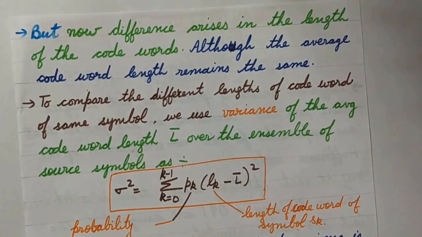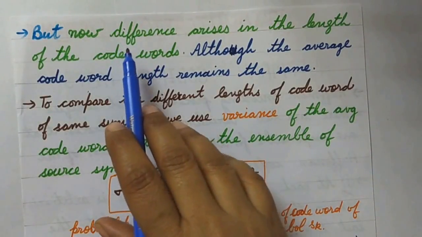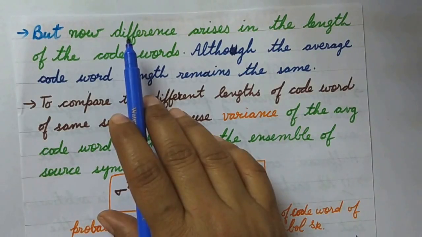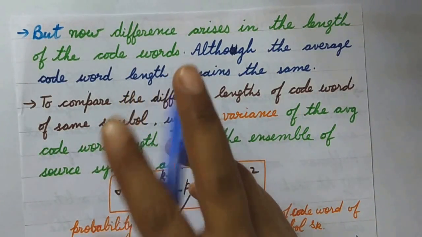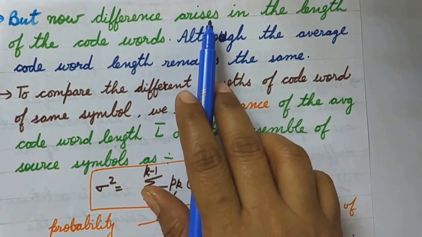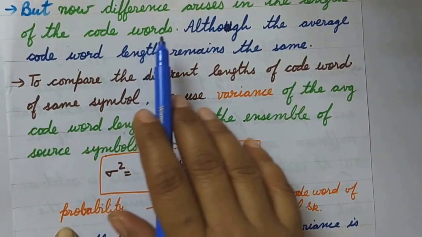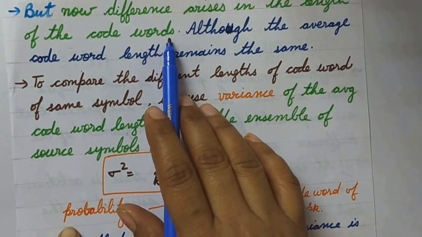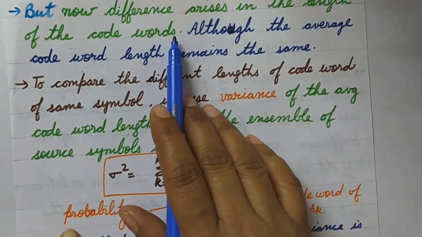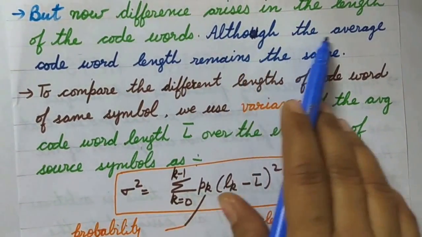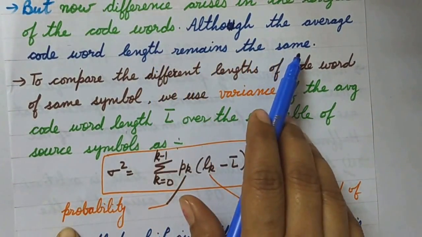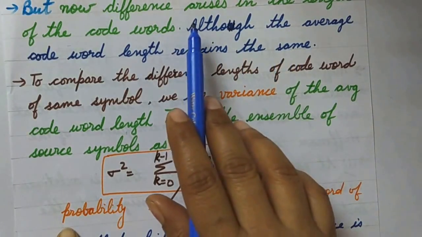Now, when the added value of the probability is placed on top or below, in these two cases, a difference arises. And where does this difference arise? It arises in the length of the code words. So the individual code word lengths will be different when we opt for these two different methods. Although the average code word length, that is the L bar, remains the same. What differs is the individual code word lengths.